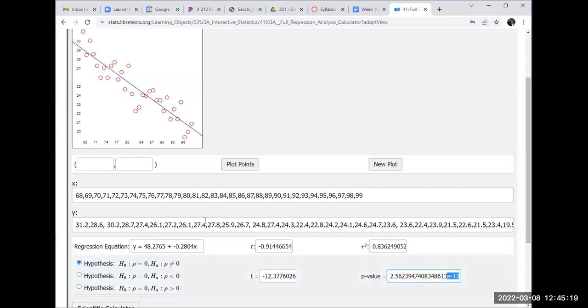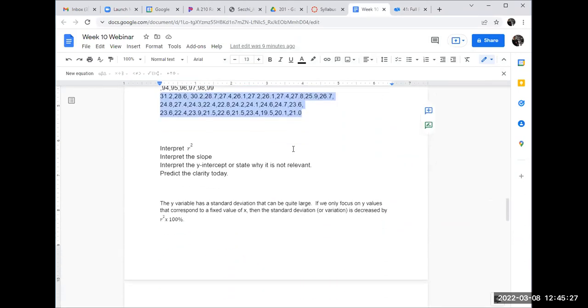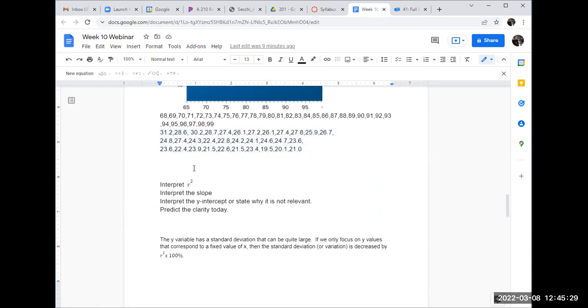Okay, so let's interpret some of these things. Let's start with a slope of -0.28. So I can go back so I can start typing things out. So let's go to -0.28.